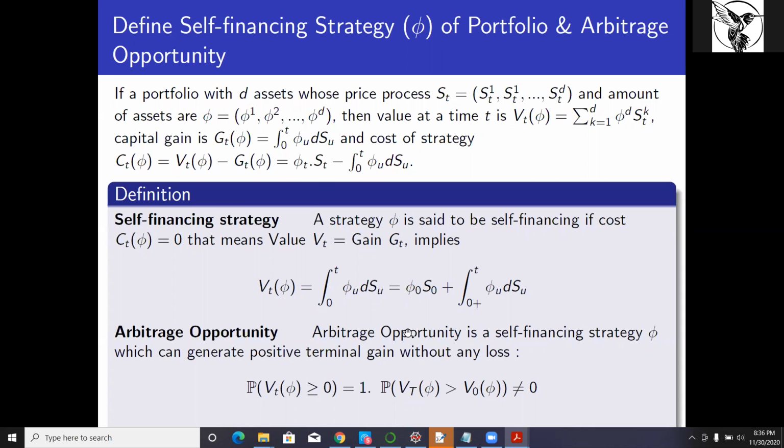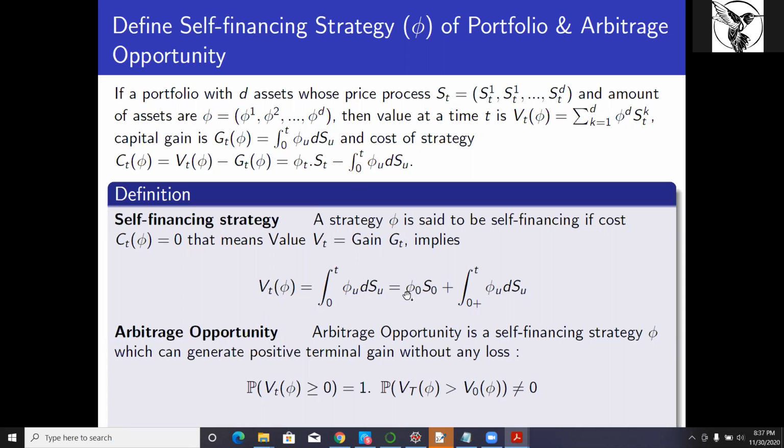Now I'm defining a strategy called the self-financing strategy. The self-financing strategy is basically this phi. I define it in such a way that the cost of this strategy is zero, which means the value V_t is equal to the gain. If the value equals the gain, in that case the cost becomes zero, and V_t I can define like this. Only this part remains.